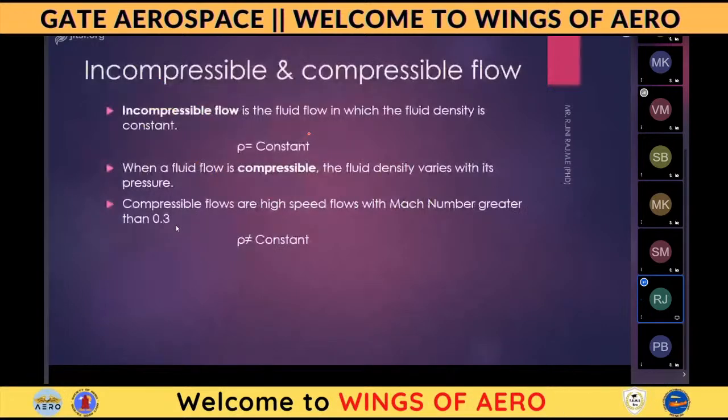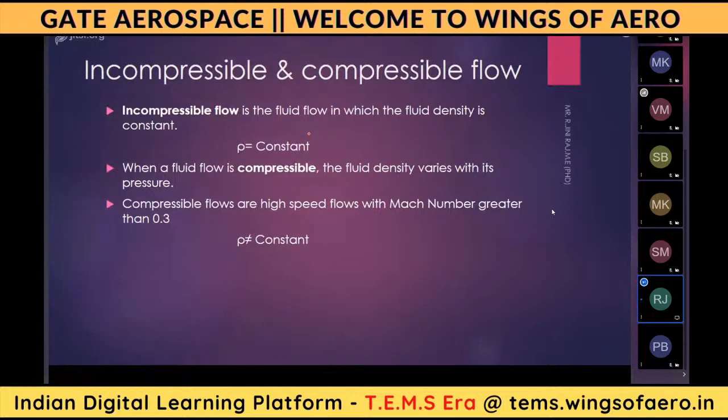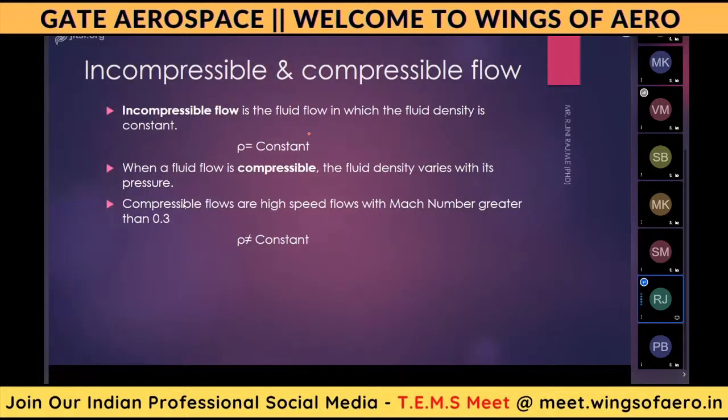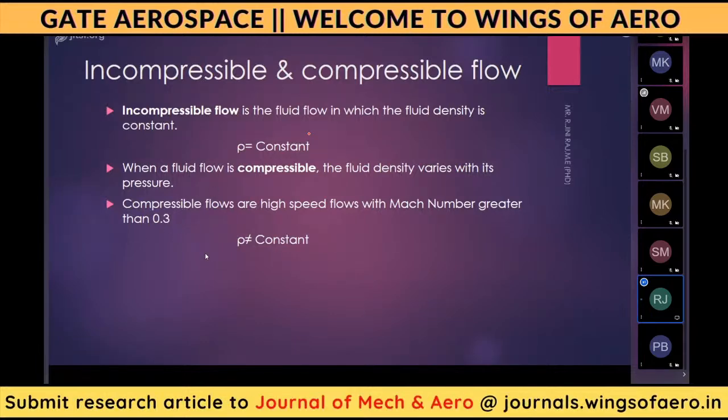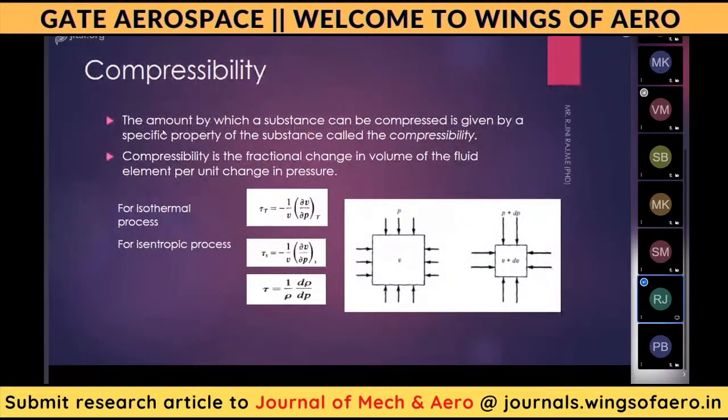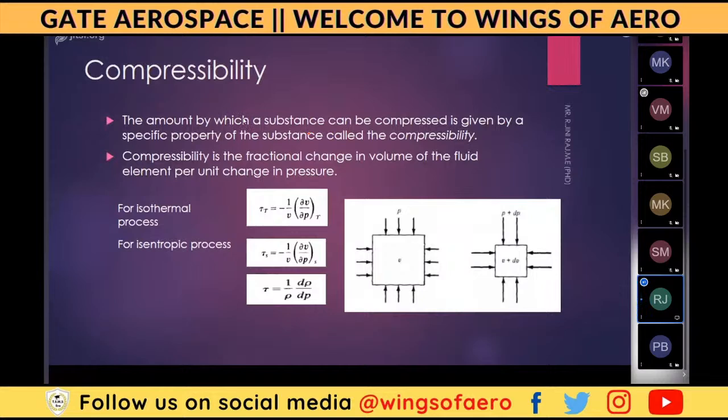So first of all, what is incompressible and compressible flow? Incompressible flow is a fluid flow in which the density remains constant. But for a compressible flow, the density varies with pressure. That is, the density is not equal to constant. Okay. Then the main important term is compressibility.